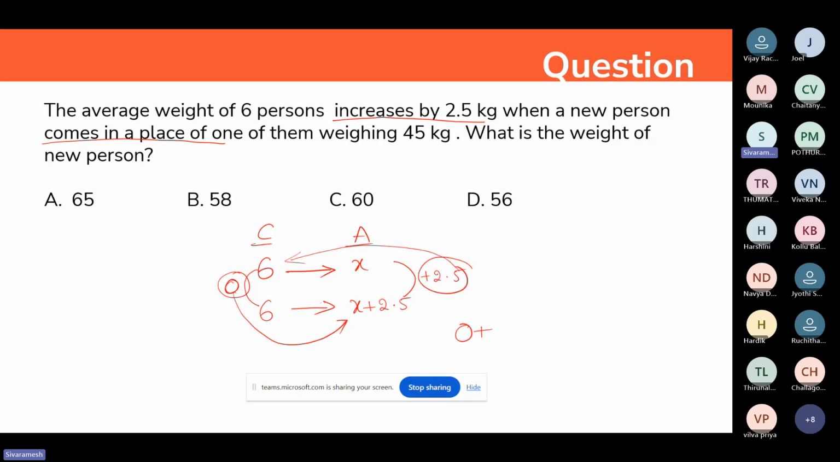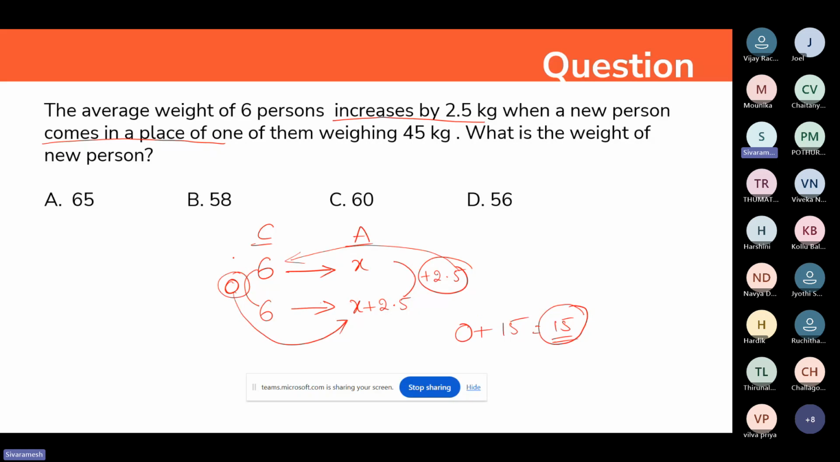This 2.5 will be multiplied with 6. So 2.5 times 6: obviously 6 times 2 is 12, and 6 times 0.5 means half of 6 is 3, which is nothing but 15. 0 plus 15 is 15. Now, a very important point: when you're solving replacement problems, whatever answer you get here, 15, this is not the final answer. Okay, so you just need to understand.